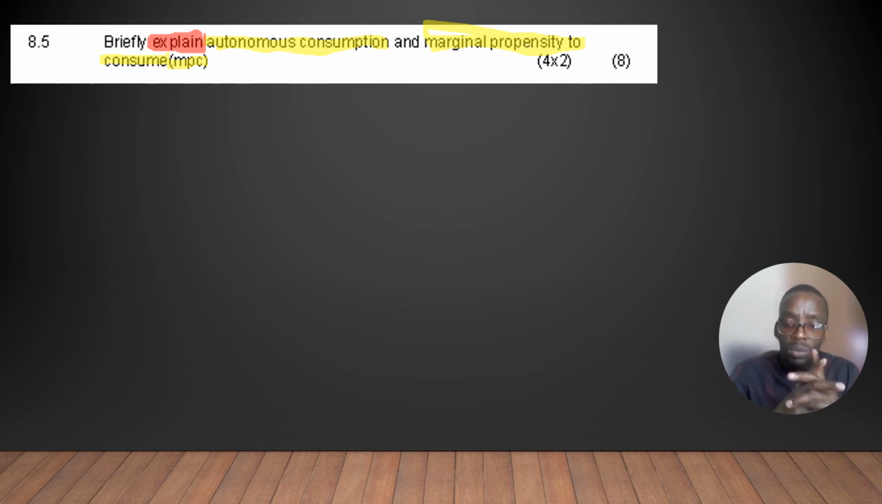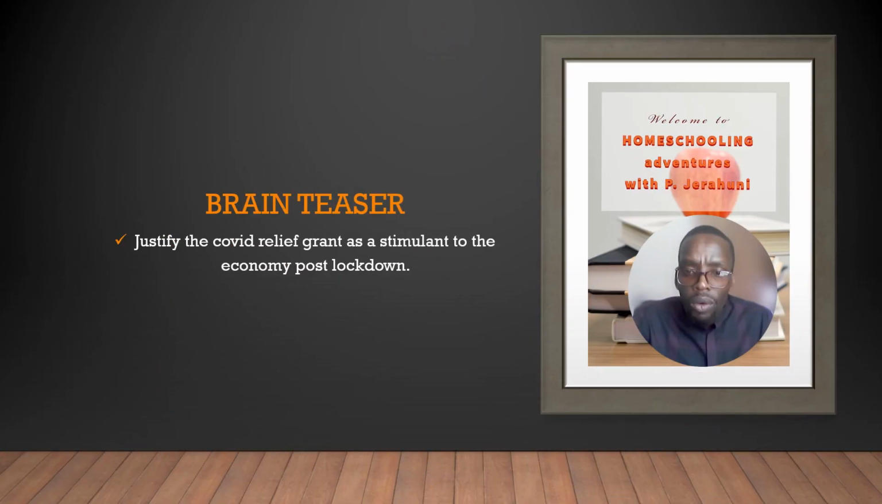Okay, so I'm going to give you the next brain teaser. We'll go to the next one, and then we'll see what it reads for our brain teaser in this particular video. It reads there: justify the COVID relief grant as a stimulant to the economy post the lockdown.